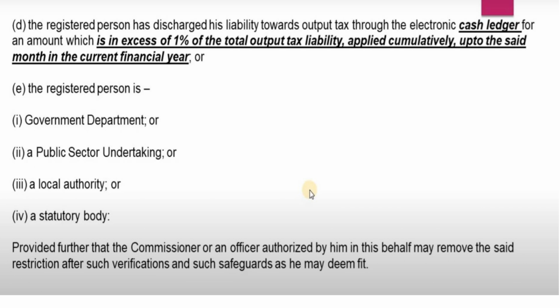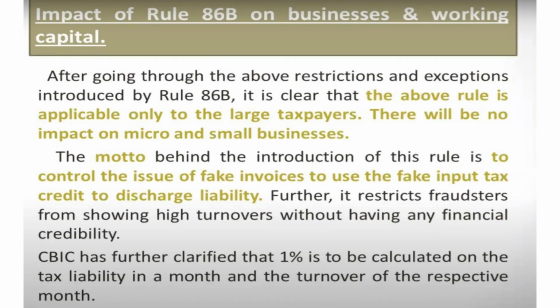Sir, who are the people where this particular thing is not required to be done? Government department, public sector and local authority, statutory body. These are our own people, so why impose restrictions on them, right? So these people are exempted from this 1% rule.